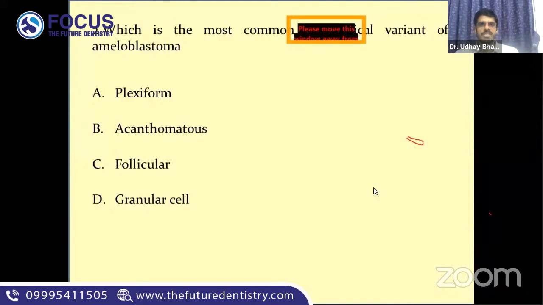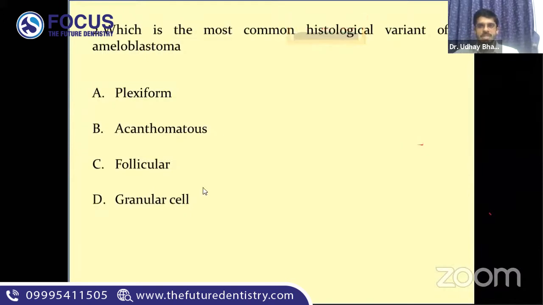Which is the most common histological variant of ameloblastoma? Follicular. Very good. Follicular is the most common type. Granular cell is the most aggressive type.